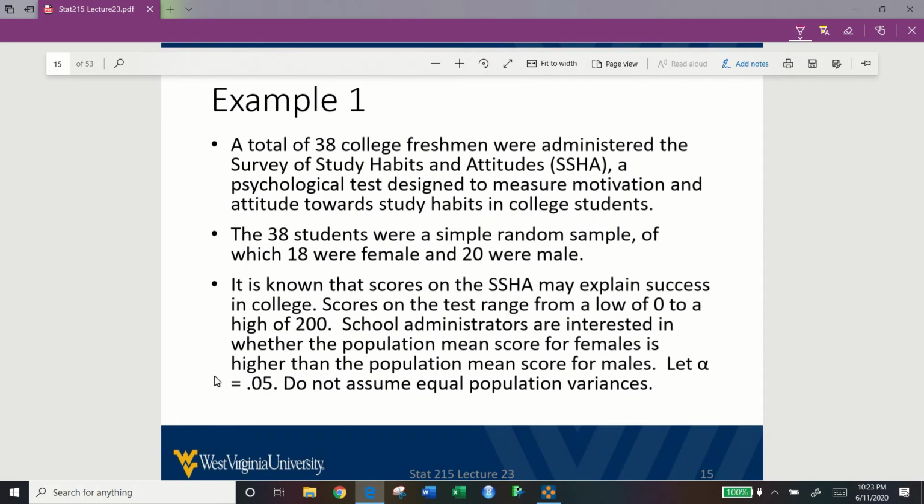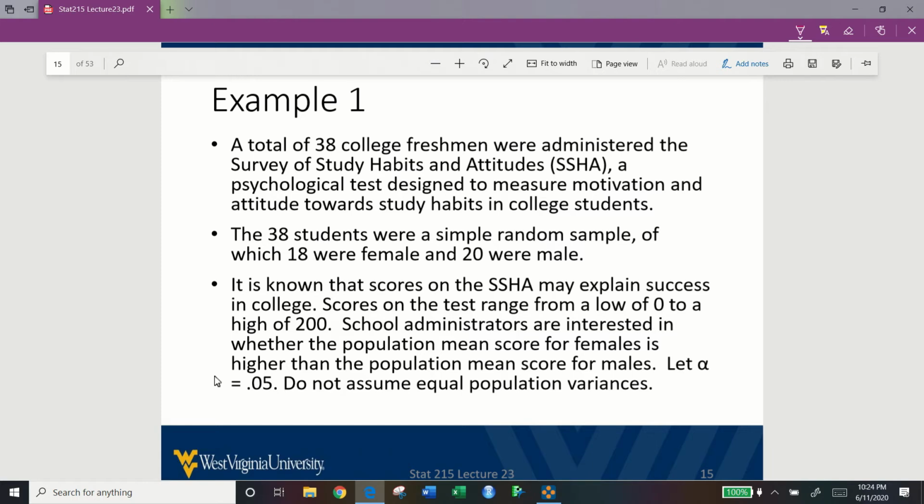Okay, so now that I've thrown a lot of information at you, let's start looking at an example. A total of 38 college freshmen were administered the Survey of Study Habits and Attitudes, SSHA, a psychological test designed to measure motivation and attitude towards study habits in college students. The 38 students were a simple random sample of which 18 were female and 20 were male. It is known that scores on the SSHA may explain success in college. Scores on the test range from a low of 0 to a high of 200.